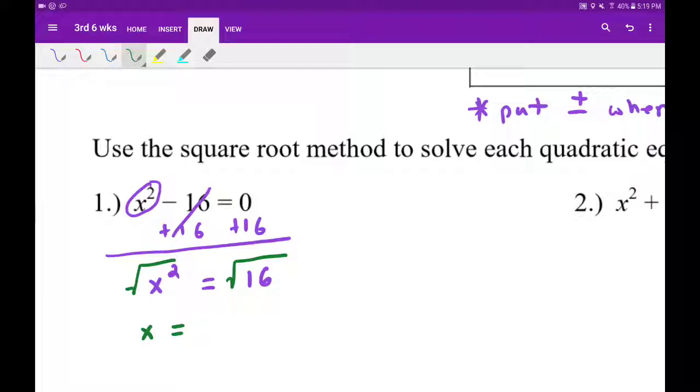All right, so the other thing with square roots, because of the nature of quadratics, we don't know if it was a positive number that's been squared or a negative number, because when you multiply both by the same sign, they always come out positive. So what we have to use is a plus minus. Okay, and then the square root of 16 is 4. So our answer would be x equals plus or minus 4.